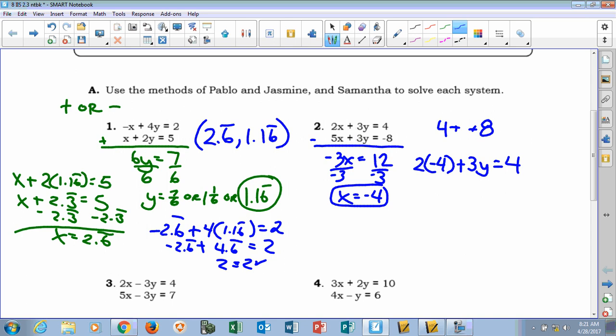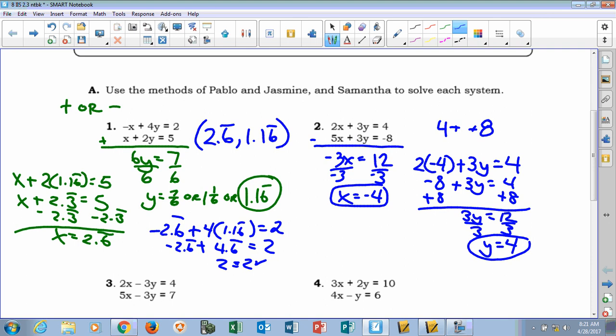So what is 2 times negative 4? Negative 8, right. Plus 3y equals 4. We're going to add 8 to both sides. So we get 3y by itself. And we get 3y equals 12. So when I divide by 3, y is what? 12 divided by 3? 4. All right, so I have my x. I have my y. Right?